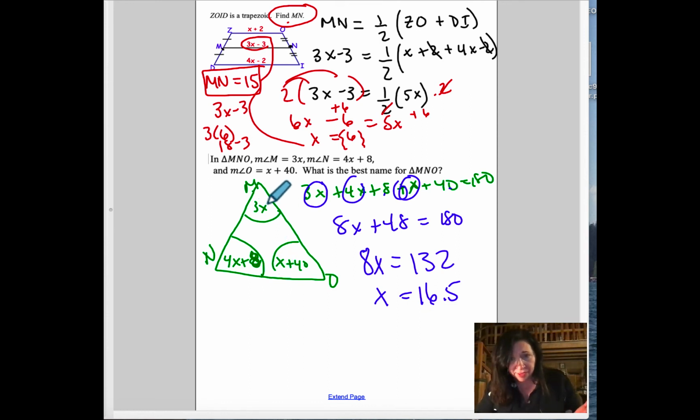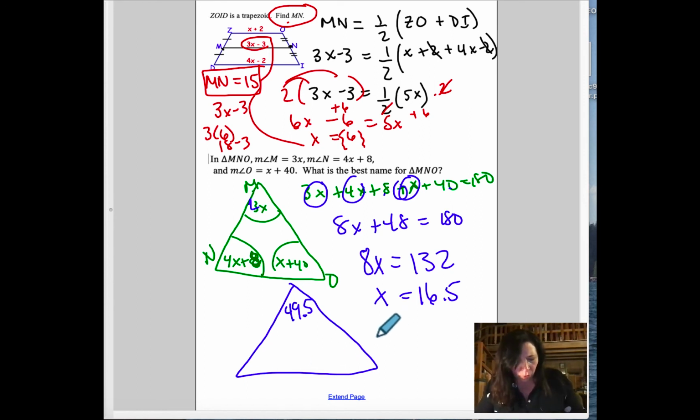I'm going to plug everything in. So 3 times 16.5, that's 49.5. So this angle is 49.5. Then I'm going to go 4 times 16.5. And that's 66. And then I'm going to add 88, and I get 154. Ooh. Uh-oh.